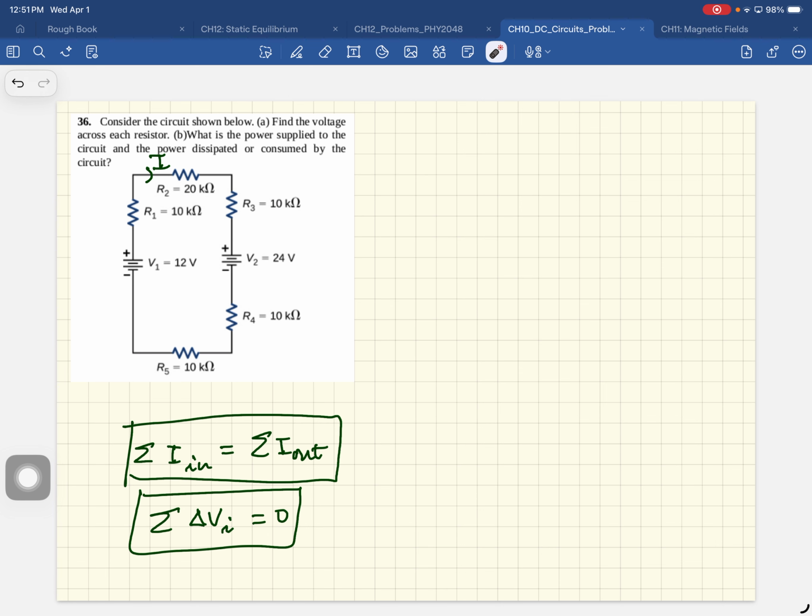Where do you want to start? You can start anywhere you want, and you can go any direction you want. You can either go clockwise or counterclockwise. It won't matter. So let's start here, and we'll go clockwise. When you go across this element, you're going from low to high voltage, so the change in voltage is positive 12 volts.